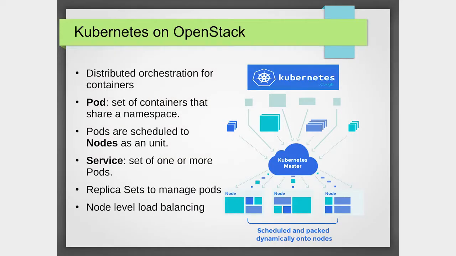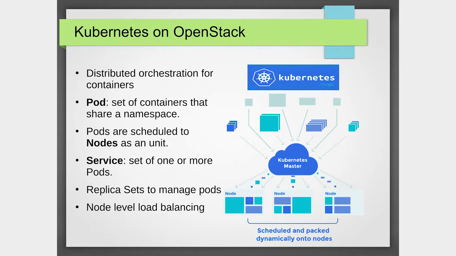So Kubernetes is a distributed orchestration engine for containers. It is made of pods. A pod is a set of containers that share a namespace. In our case, we have one container per pod in this use case.